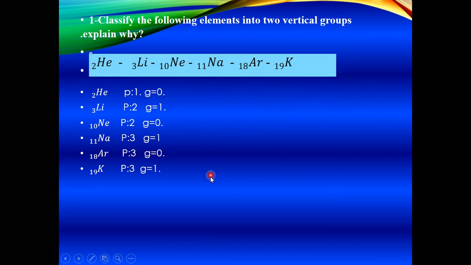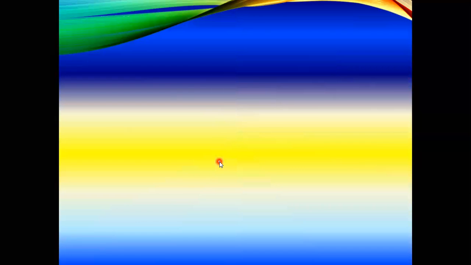هعمل لهم classification كأنهم في البريودك تيبل بطريقتين، طريقة واحدة: في الجروب 1 تحت بعضه والجروب 0 تحت بعضه. الليثيوم 3 بعد ال Na 11 بعدين الـ K 19. هيليوم 2، نيون 10 and then argon 18. يبقى ده جروب وده جروب، دول جروب 1 ودول جروب 0. كده أنا عملت الكلاسيفيكيشن.